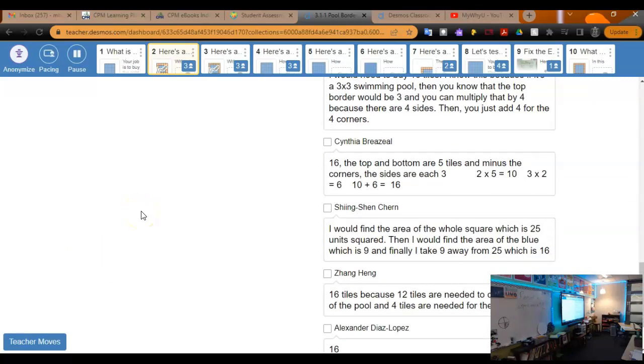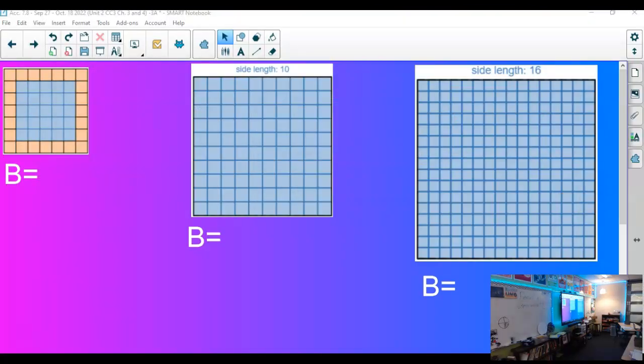How can we use this to eventually find any sized pool? Oh, I like the years of the week. I'm still on this one because it's further along. You're good. Keep going. Just keep going.